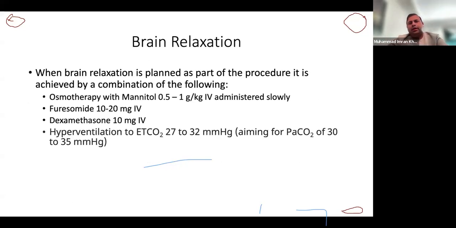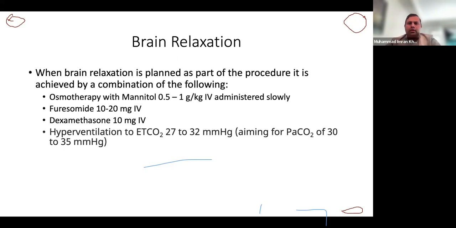The third step is brain relaxation. Like we discussed in the checklist before we start the surgery, whether the surgical team wanted a planned brain relaxation, and if brain relaxation is planned as part of the procedure, it is achieved by a combination of the following. Osmotherapy with mannitol at 0.5 to 1 gram per kg IV administered slowly.